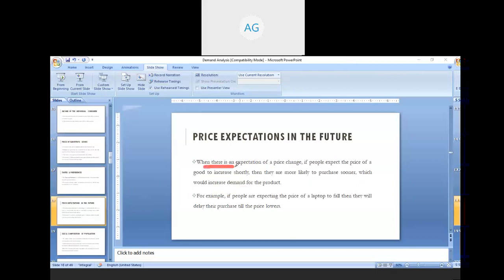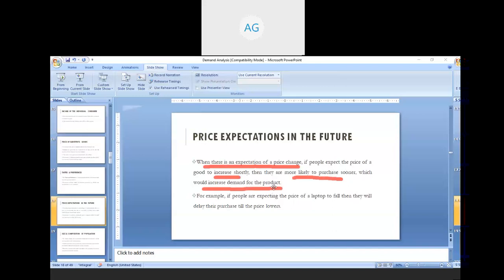So when there is an expectation of price change, so if people expect the price of a good to increase shortly, then they are more likely to purchase sooner, which would increase demand for the product.